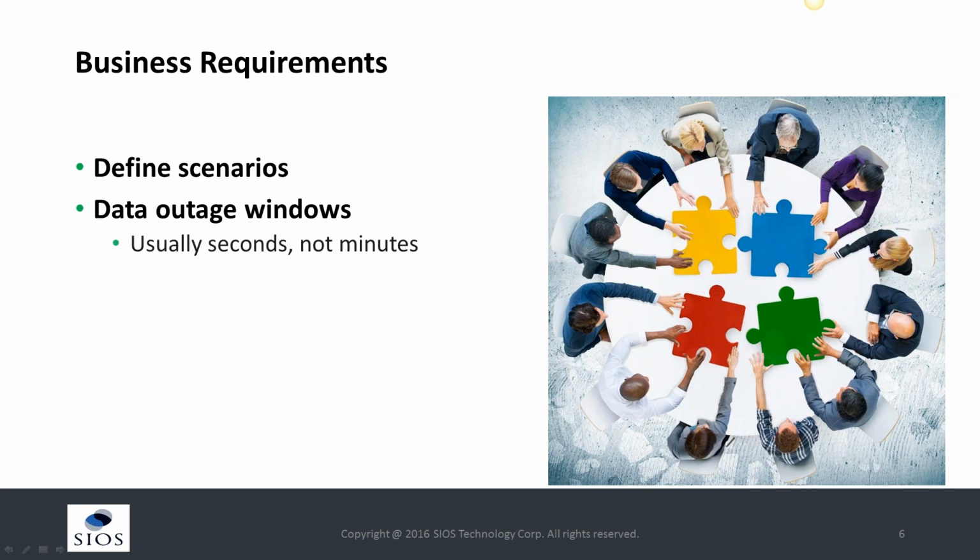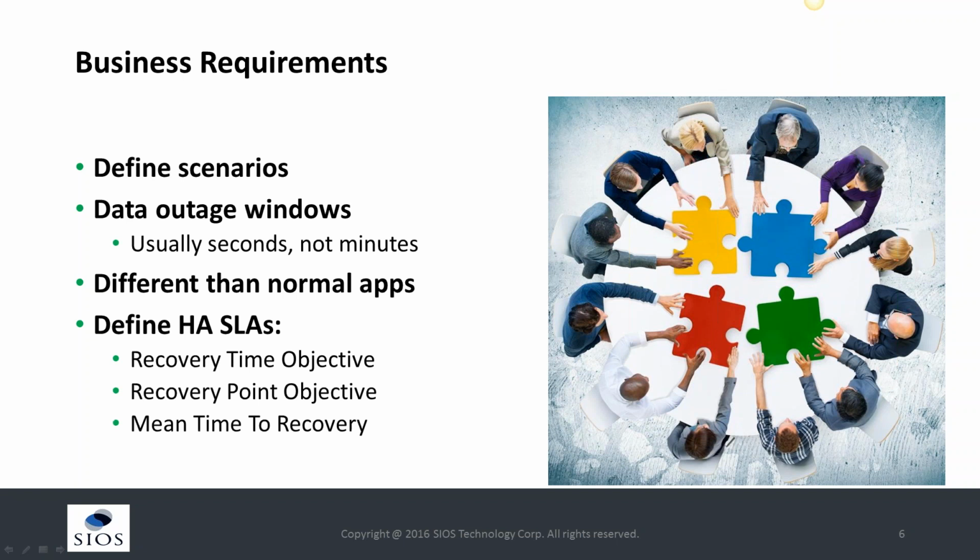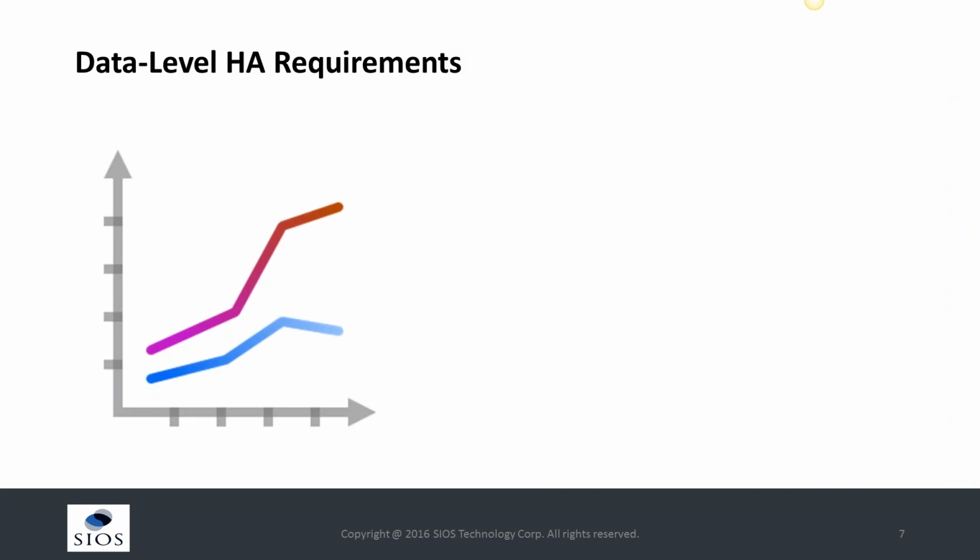So after we define the scenarios, define the outage windows, and there could be different ones for different types of apps. You have to define your SLAs and your recovery time objectives, your recovery point objectives, and the mean time to recovery. So remember, not all systems are to be managed the same way. You have to differentiate between planned and unplanned outages. This is one of the biggest sticking points that I see between VM admins and DBAs.